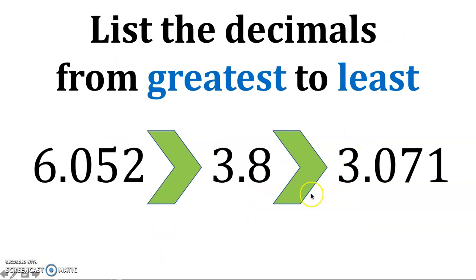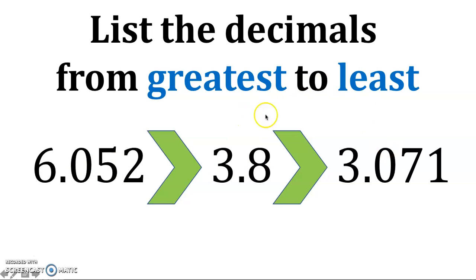Now when we put it all together, listing the decimals from greatest to least, we're going to put our greatest decimal on the left side. And remember, the hungry alligator eats the value that's greater. So this greater than symbol is going to be facing towards 6 and 52 thousandths. From there, we're going to place our second greatest decimal, which is 3 and 8 tenths, in the middle. Notice the hungry alligator is facing away from 3 and 8 tenths, and that's because 3 and 8 tenths is less than 6 and 52 thousandths.